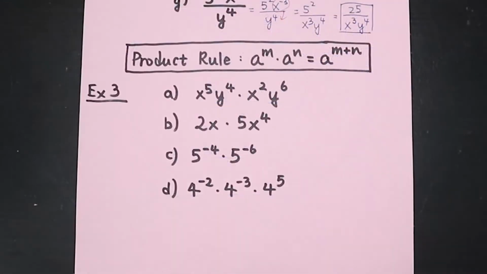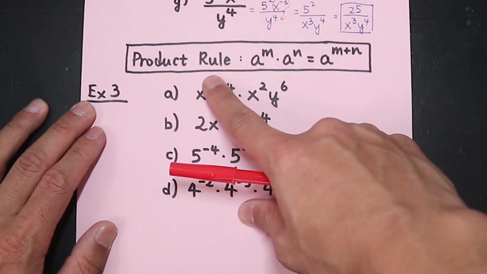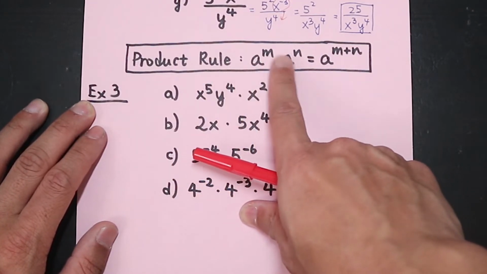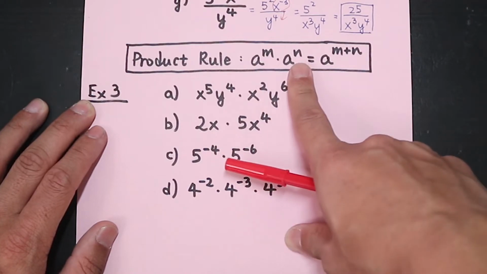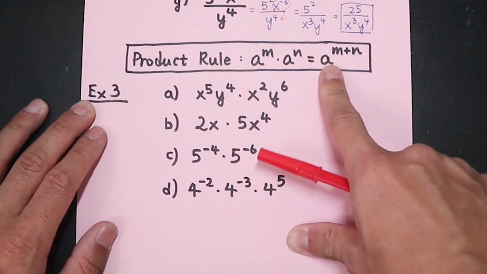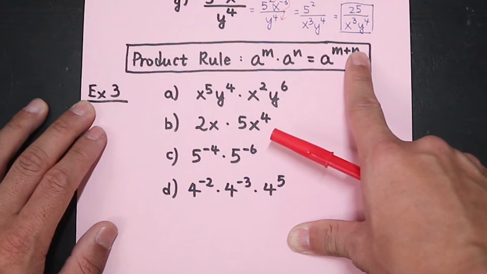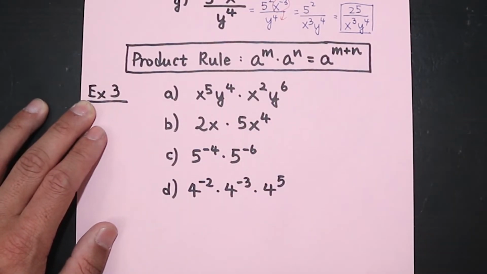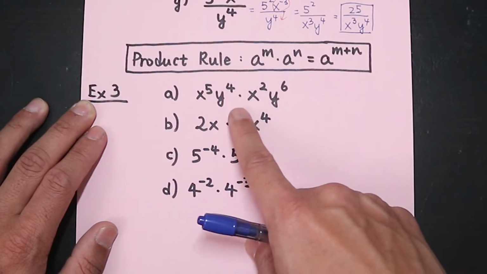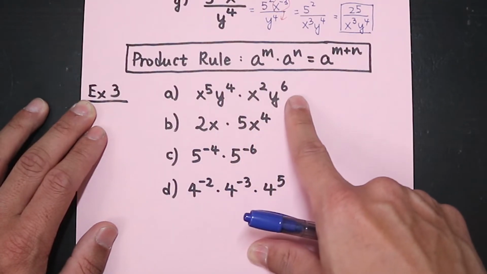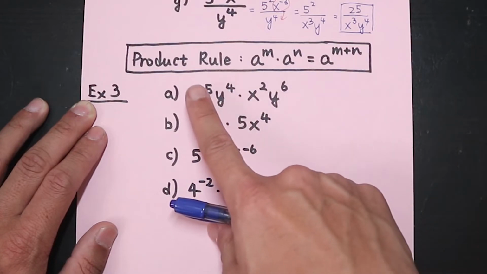Okay? In example 3, we are discovering another rule called product rules. So from the review, if you have the same base with two exponents and the bases multiplied by each other, all you have to do is keep the base and add the exponents. Okay? So let's take a look at part A. Part A says x to the fifth times y to the fourth multiplied by x to the second power times y to the sixth. So you're going to match letter by letter.